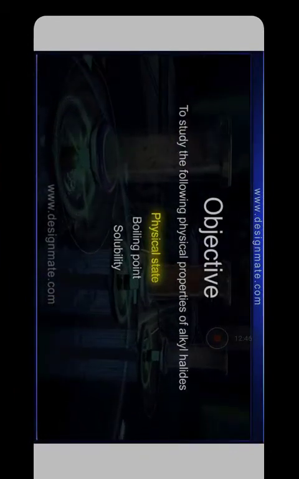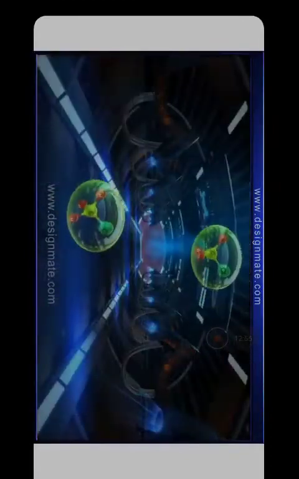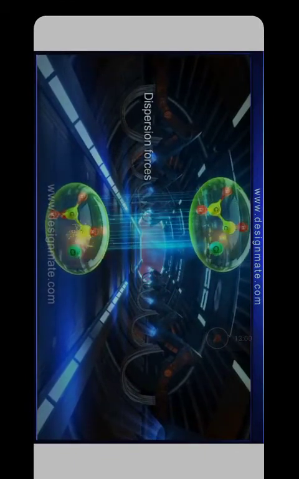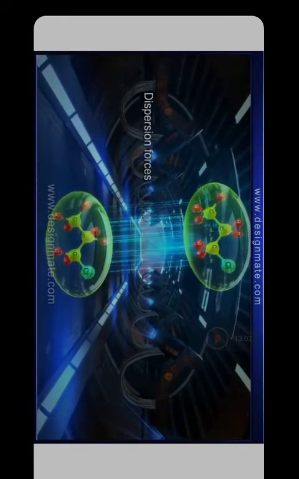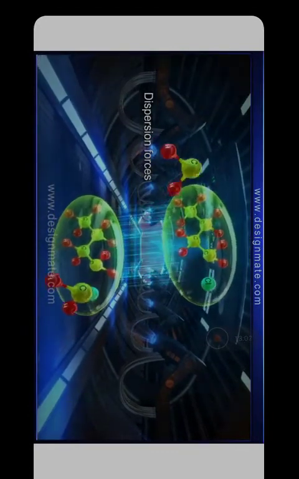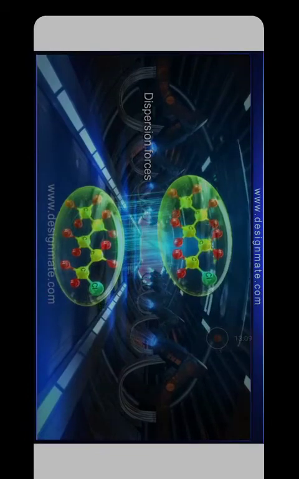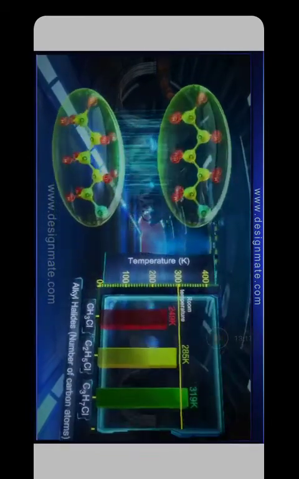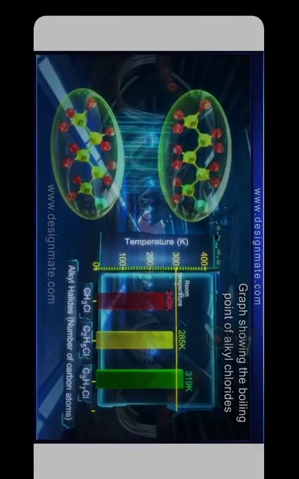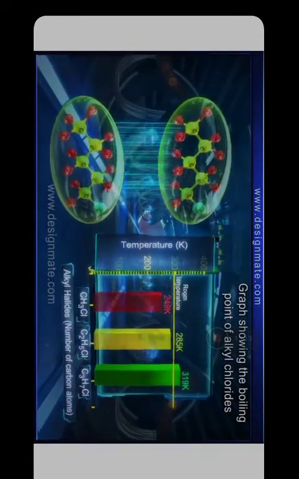Physical state. Lower alkyl halides, say for example methyl chloride, methyl bromide, ethyl chloride, exist as gases. However, as the size of the alkyl group increases, the dispersion forces acting between the molecules consequently increase, causing them to come closer to each other. Thus, the higher members exist as liquids or solids. This fact can also be verified graphically.